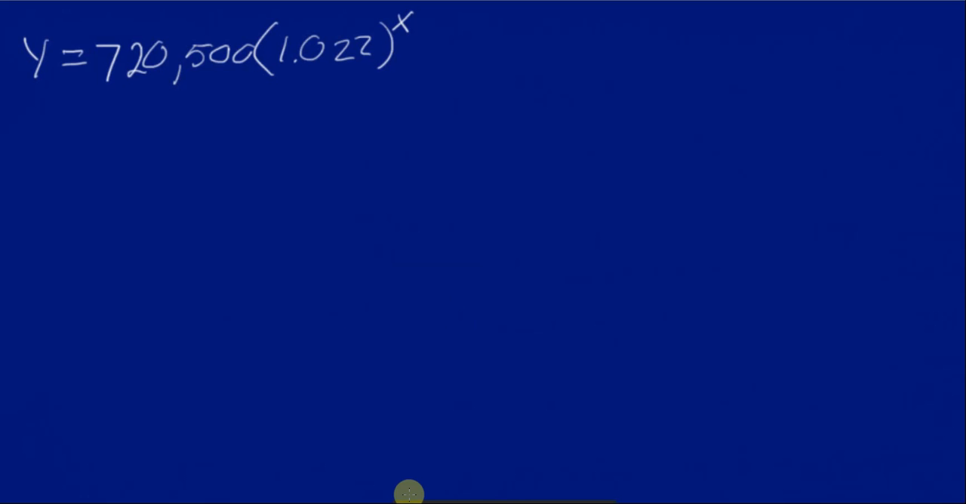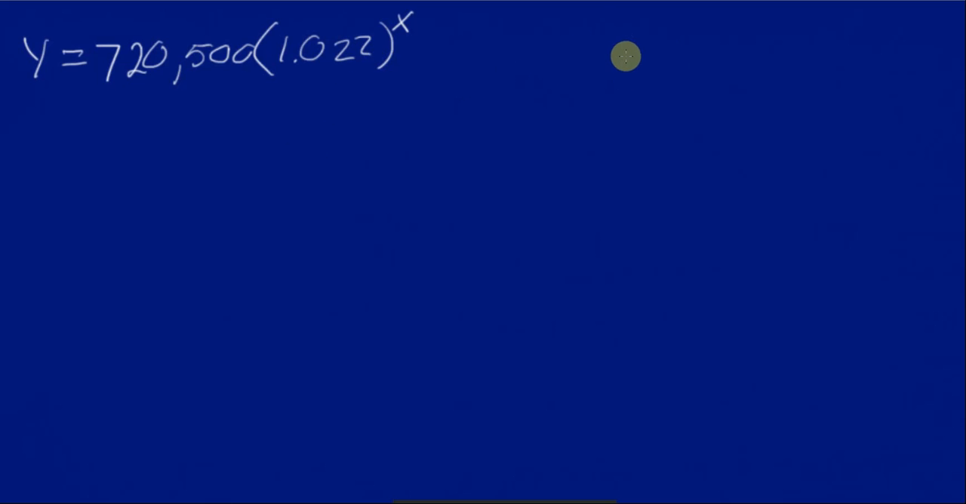Okay, this is the solutions for day 16. I only had one question asked, which was number 6. Number 6 says, since January 1980, the population of the city of Brownville has grown according to the mathematical model 720,500 times 1.0022 to the x, where x is the number of years since January 1980.